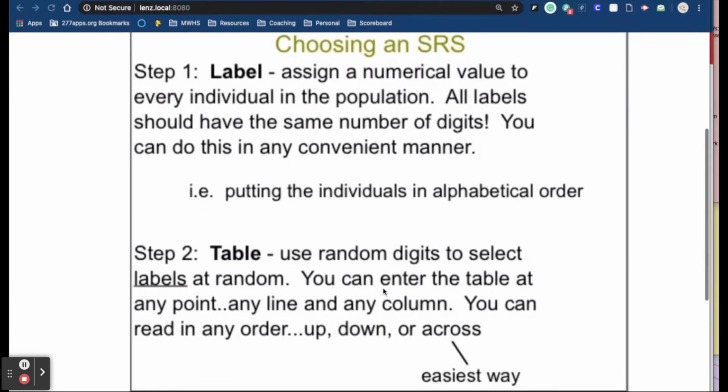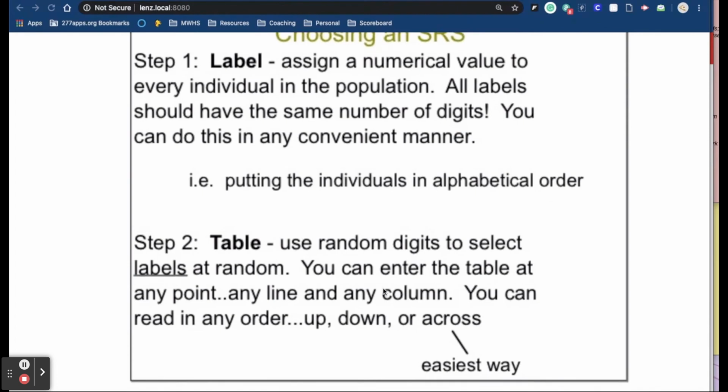So there's a couple ways to do it. The way that we're going to go through, and this is what you'll see on your homework as well, is assigning a number to every individual in the population. That means taking every student at Mount Westonka High School and giving them a number. Typically when you do that, this is a scientific process that's been developed over the years, you actually start with the number 0. So if you put everything in alphabetical order, the first person would be assigned the digit 0.